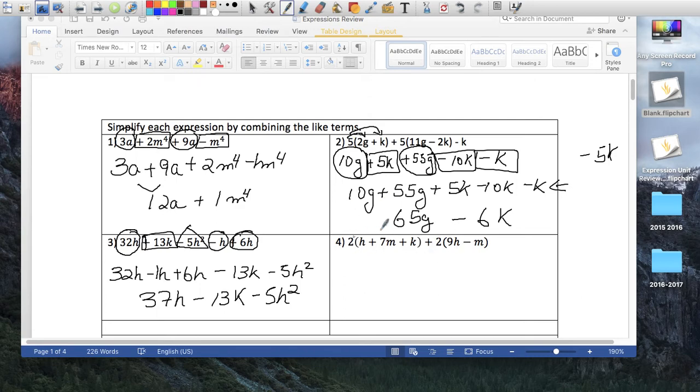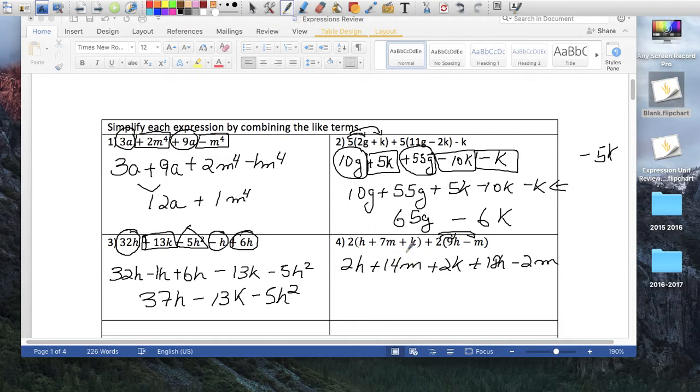Here, again, you see parentheses. You need to do the distributive property before you combine like terms. So 2 times h, you get 2h. 2 times 7m, you get 14m. 2 times that last k gives you 2k. The second group here, I'm going to do again 2 times every term inside. So 2 times 9h's will give me 18h's. Careful with the sign, minus, and 2 times m is 2m.